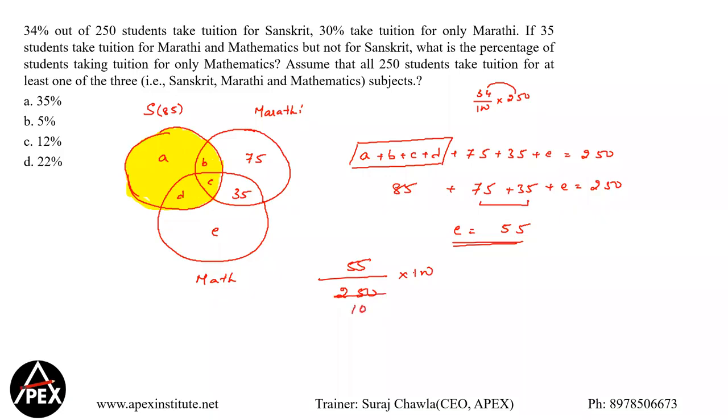This is 25 tens and this is 25 into 4. Clear? 4 into 55 is how much, guys? 220. 220 by 10. The final value is going to be 22%. Clear? So if it's 22%, then that's going to be your final answer. Clear? Can I move forward, guys?